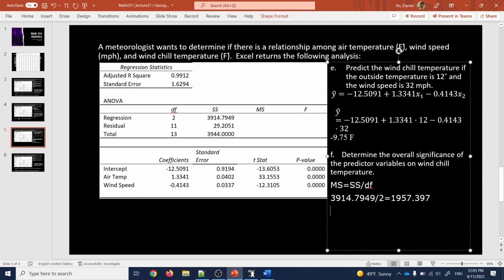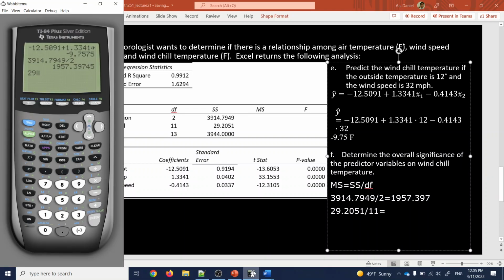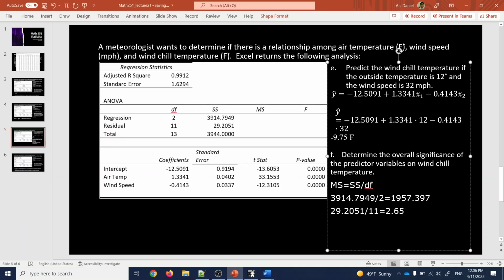Okay. And then for the second MS, you don't have to find the total MS. That's meaningless because the F value is the ratio between these two. So we now have to do 29.2051 divided by what? 11, yes. So that's what you have to do: 29.2051 divided by 11, which gives 2.655.